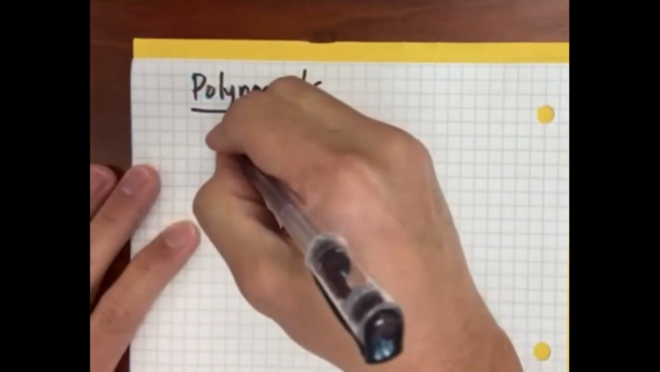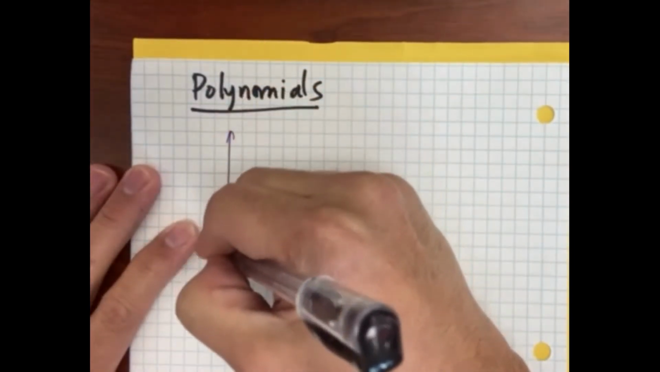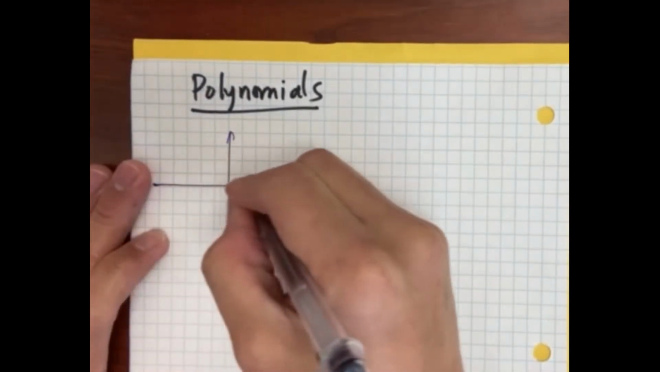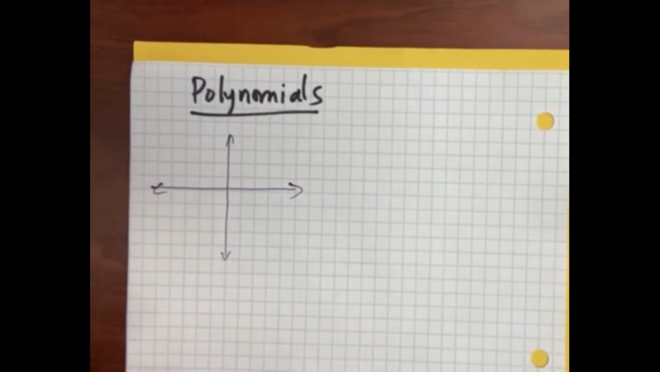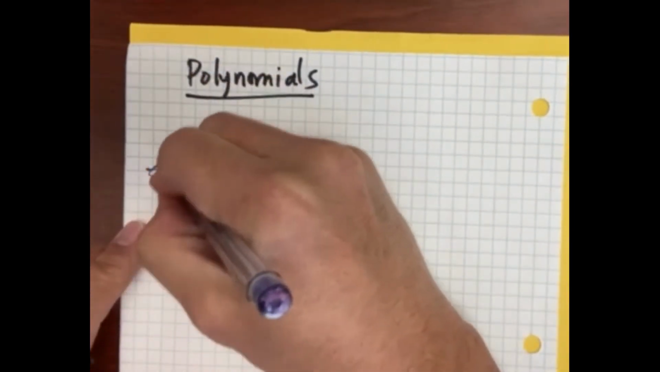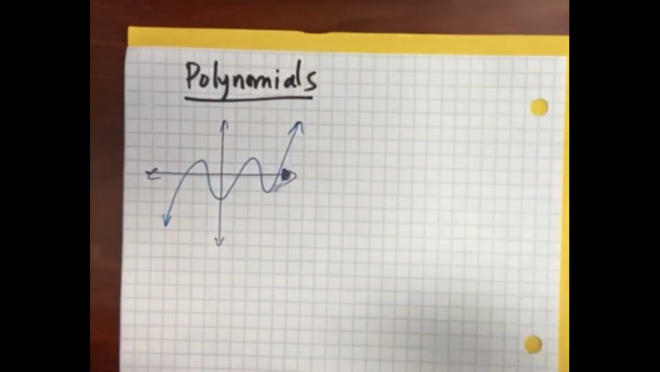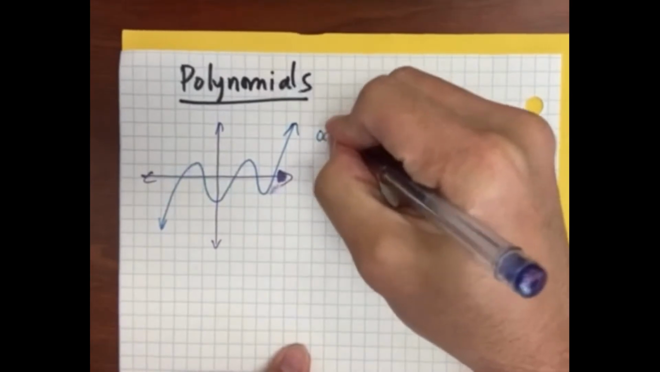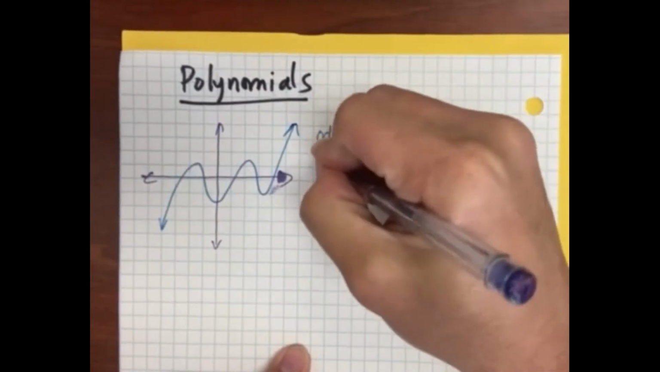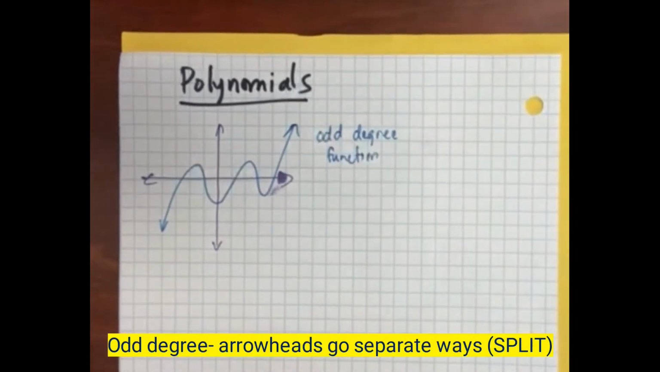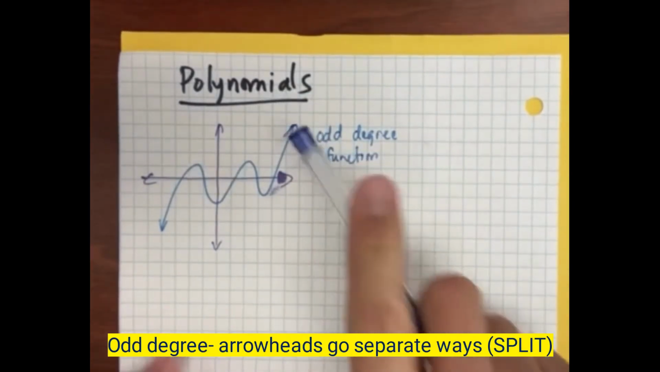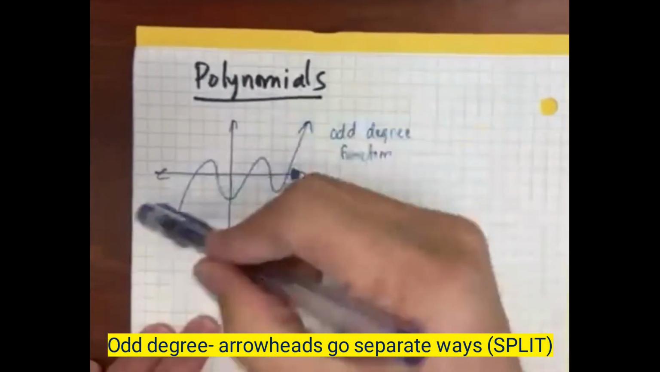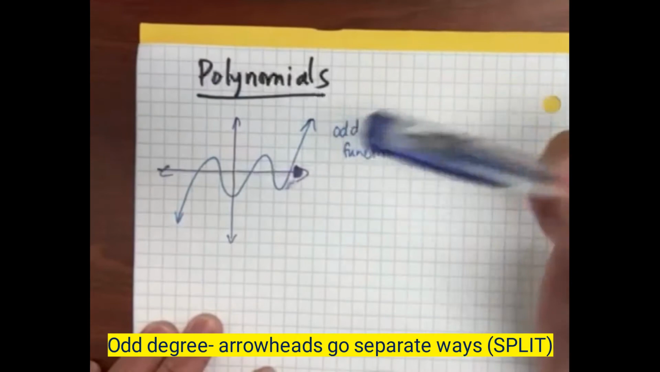For example, if we have a graph that goes like this, this graph here is an odd degree function. How did I know it's an odd degree? Because the arrowheads are split, meaning one is going up and one is going down. If you look at the arrowheads here, this one is going down, this is going up, so it's an odd degree.